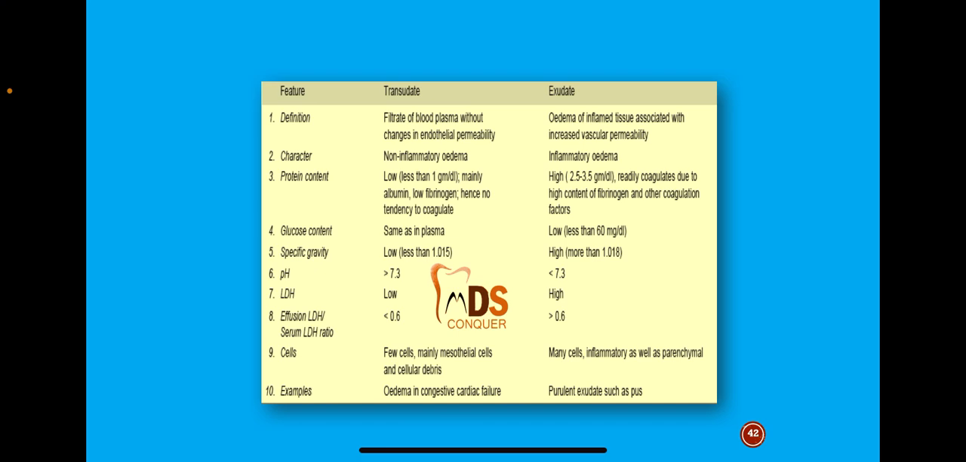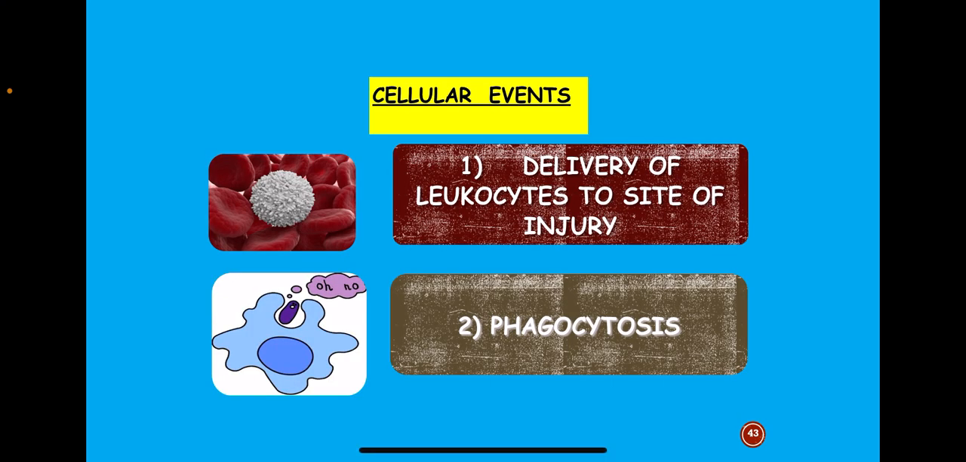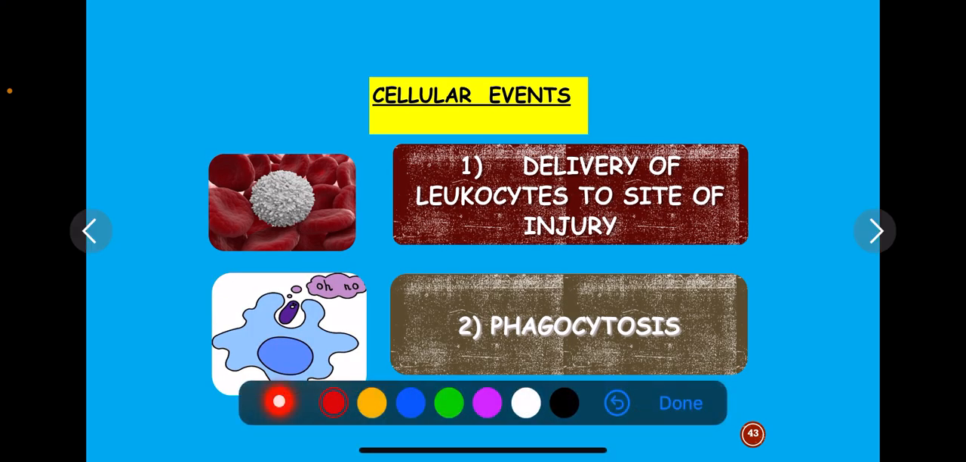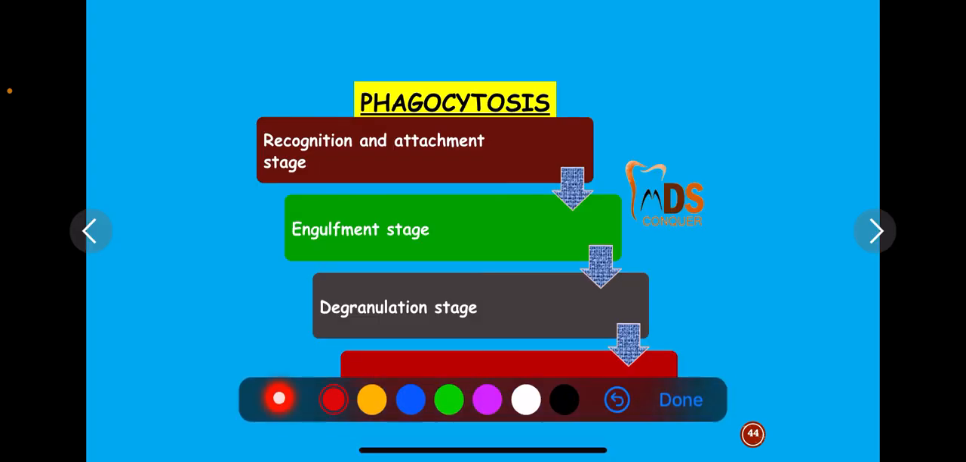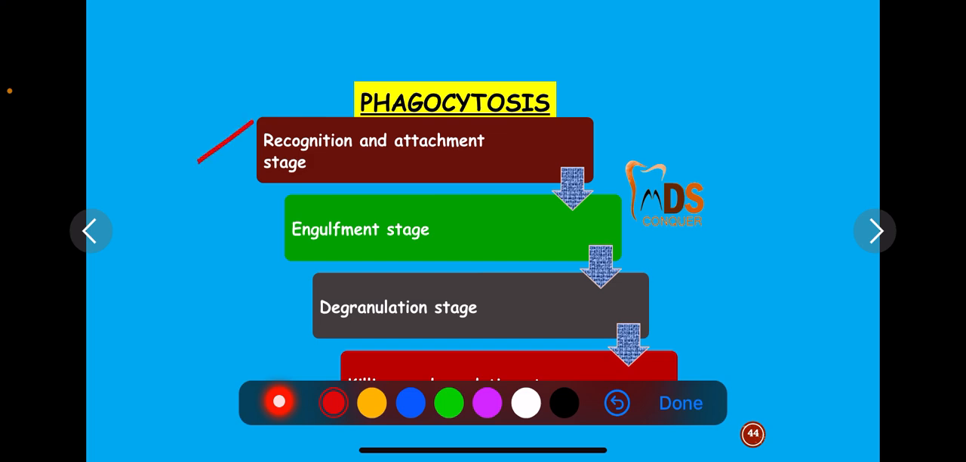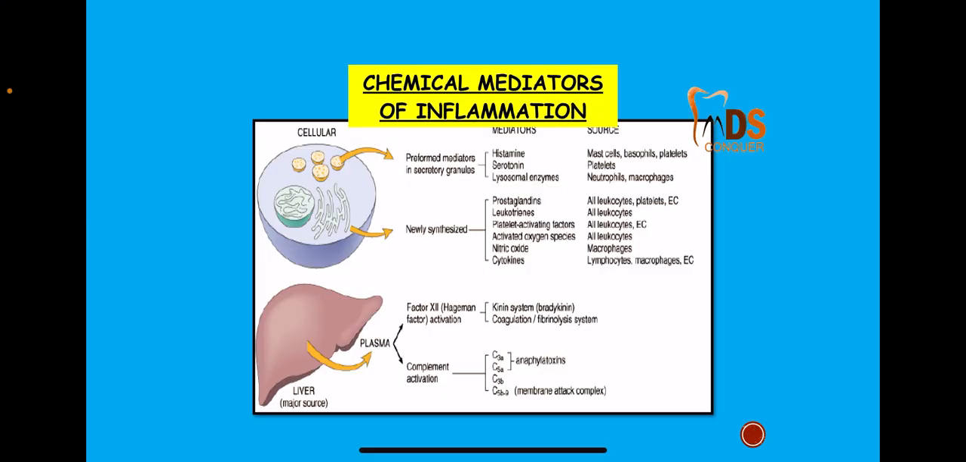Okay, have a look at this as well. Next, the cellular events. So the delivery of the leukocytes to the site of injury, then phagocytosis. So again phagocytosis: recognition and attachment stage, engulfment, degranulation and killing or degradation.